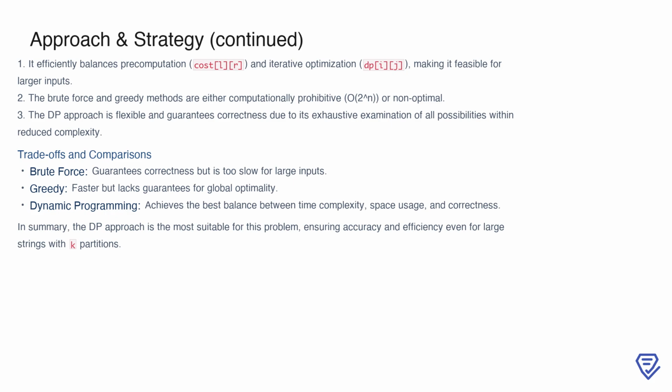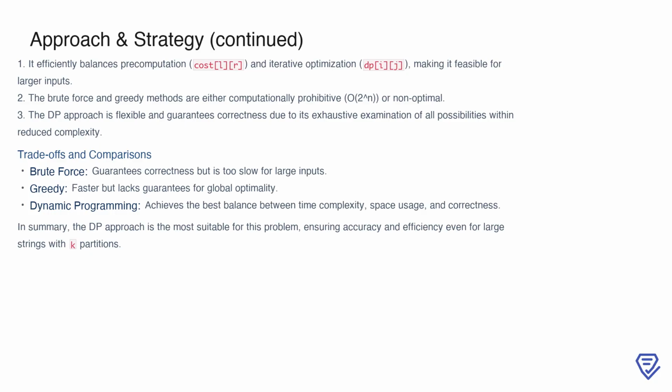The brute force method, while guaranteeing correctness, is computationally prohibitive due to its exponential time complexity. On the other hand, the greedy approach is faster but sacrifices the guarantee of finding the optimal solution. Dynamic programming achieves the best of both worlds. It explores all possibilities to ensure correctness while significantly reducing the computational burden compared to brute force.